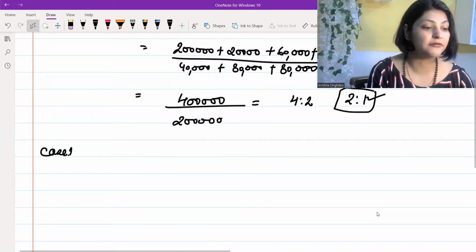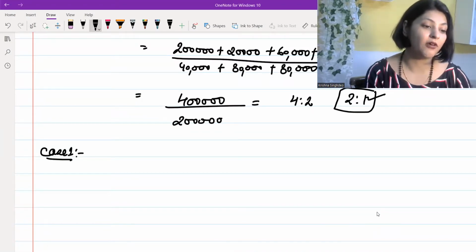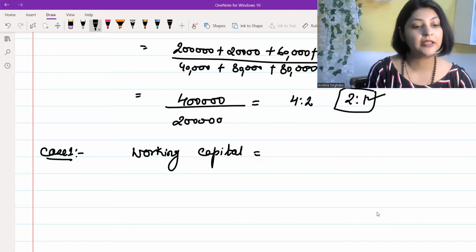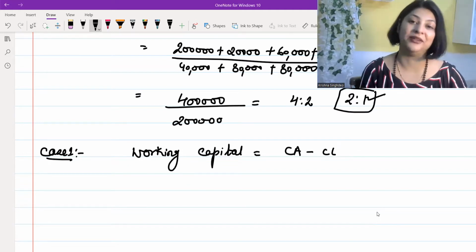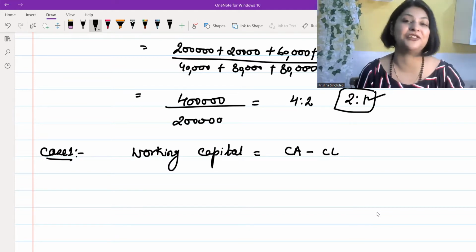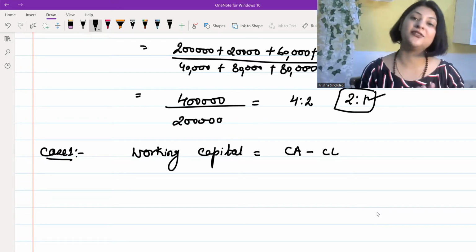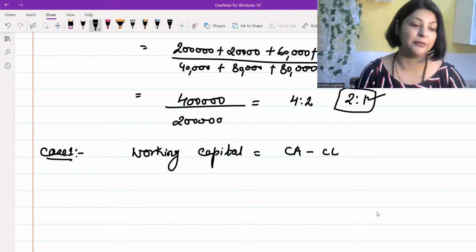Under case 1, first of all, we are writing the formula of working capital, and the formula of working capital is current assets minus current liabilities. Current assets upon current liabilities is the current ratio, but this is the formula of working capital. Excess of current assets over current liability is your working capital.